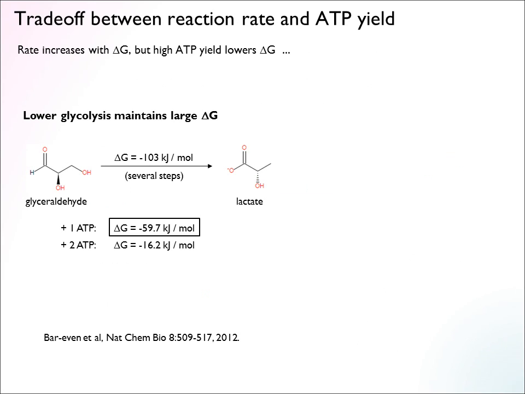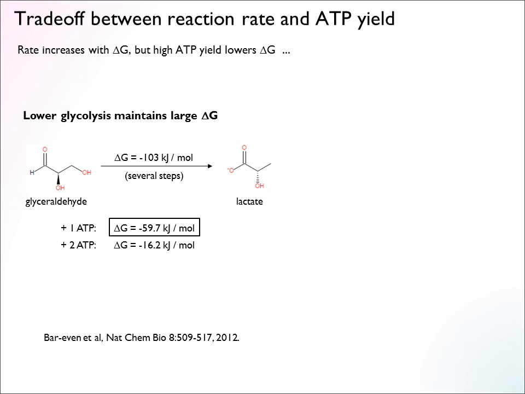So now, because the delta G of a reaction actually affects how fast the net rate will be, there is a trade-off here in oxidative metabolism between how fast you can catabolize something and how much of the energy difference you can capture as ATP.